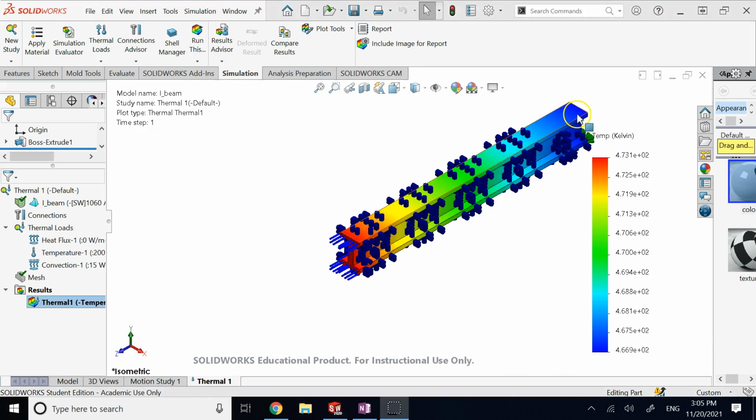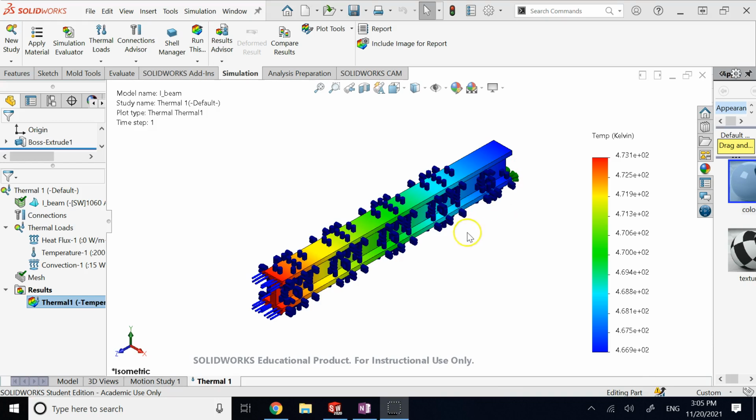And so you see now at the end of the day, when you go to steady state configuration, the temperature difference between the two sides is from 473 to 467. So it's just 6 degrees Kelvin or 6 degrees Celsius difference between the two sides.